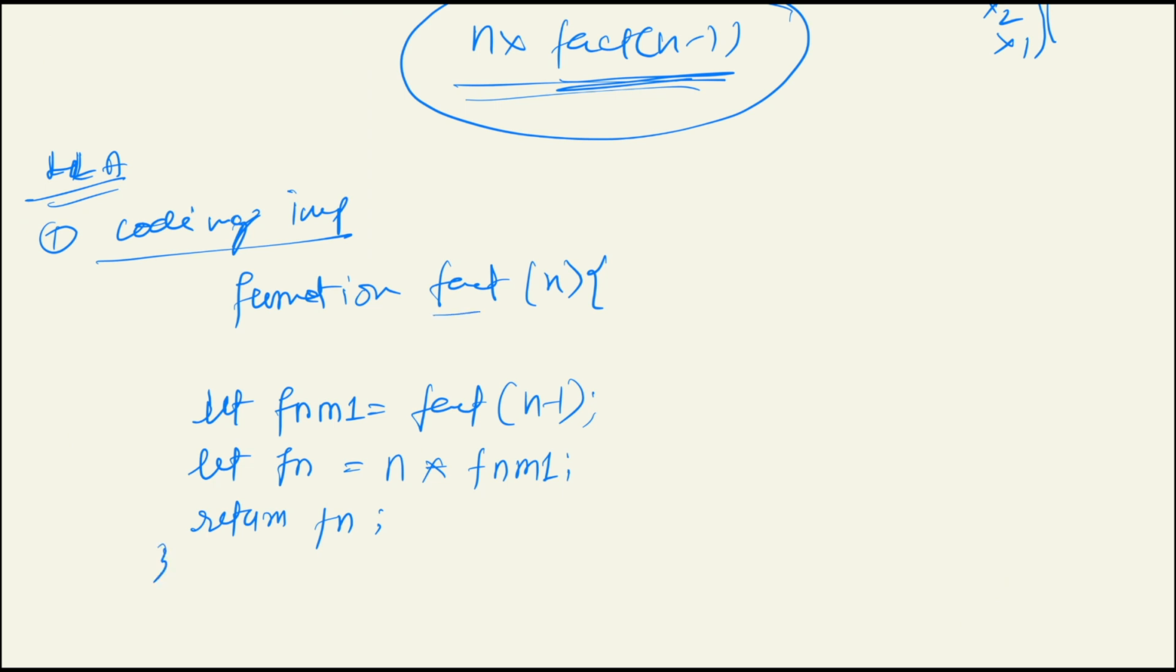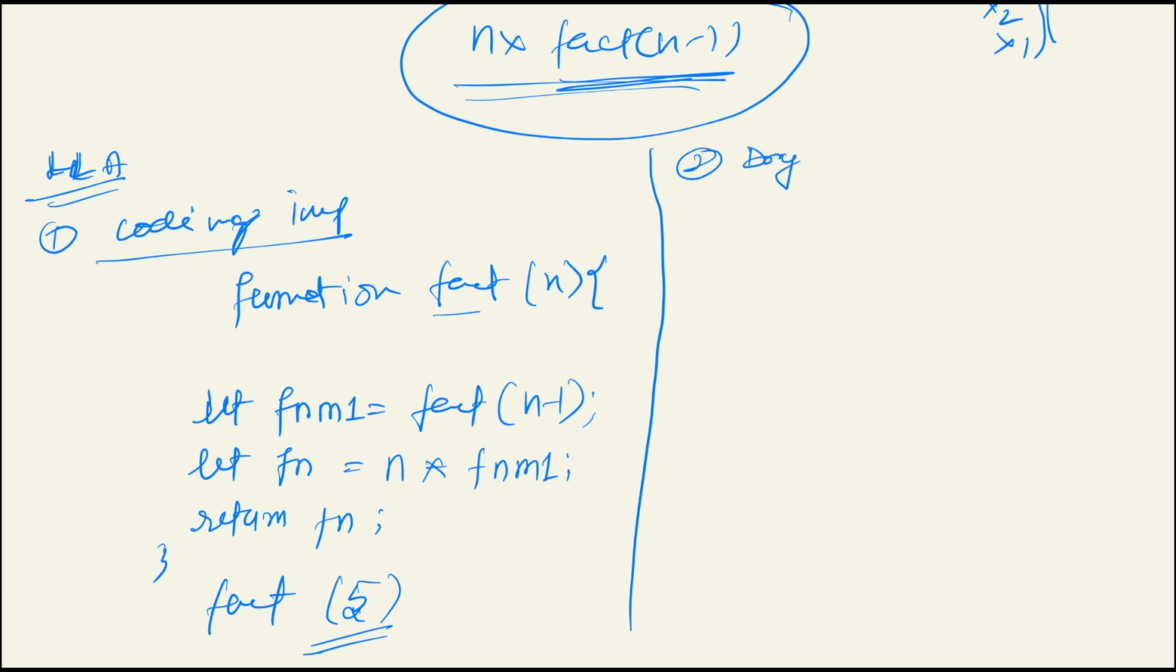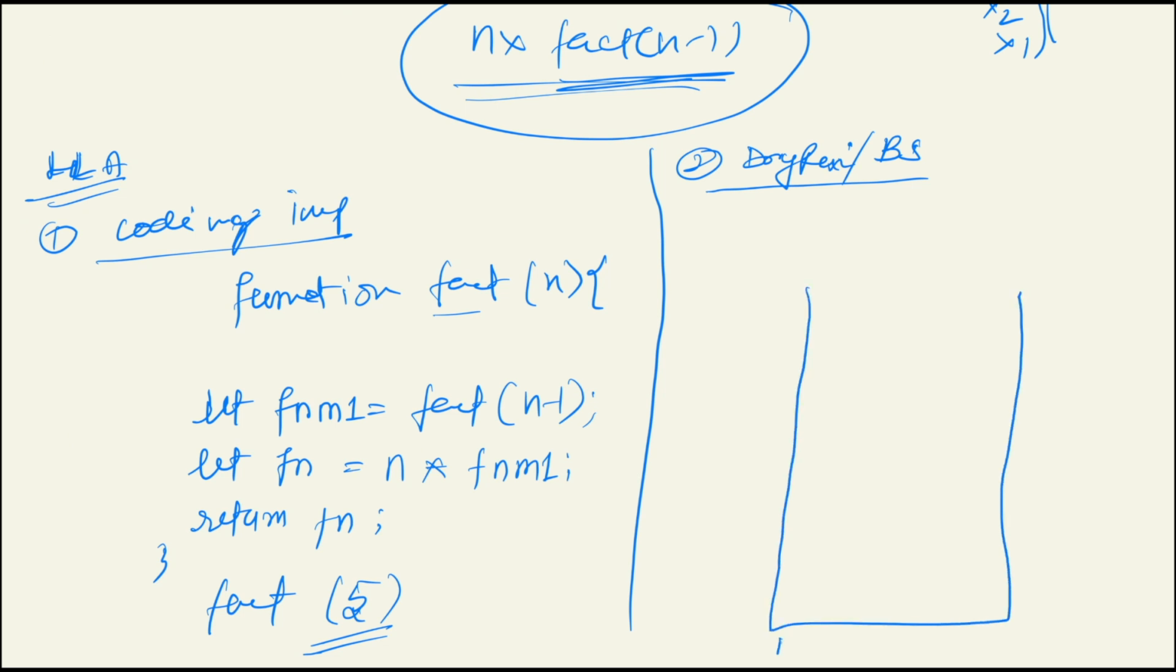Now we will call the function factorial of 5, because we need to find the factorial of 5. Then we will implement the second step, that is the dry run, or you can say base case. What is our base case? Here we will draw the stack. This is our stack, and here we will write the value of n on each step, then factorial of n minus 1, and this one will be factorial of n.